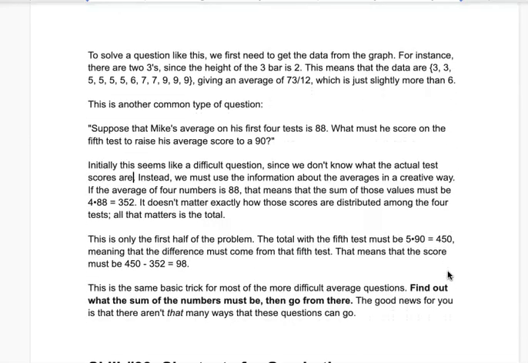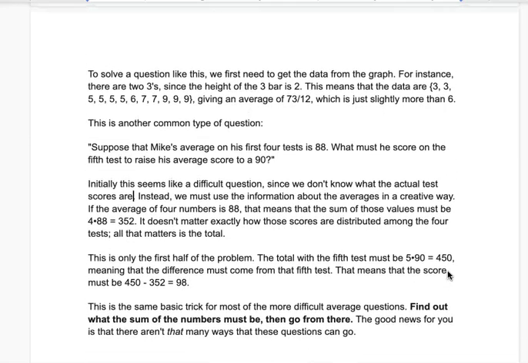The most common type of question that students struggle with averages is this one. Suppose that Mike's average on his first 4 tests is 88. What must he score on the 5th test to raise his average score to a 90? All right. So this feels a little hard because we don't know what the actual test scores are. We just know that the average was 88. Well, what are you supposed to do with that?